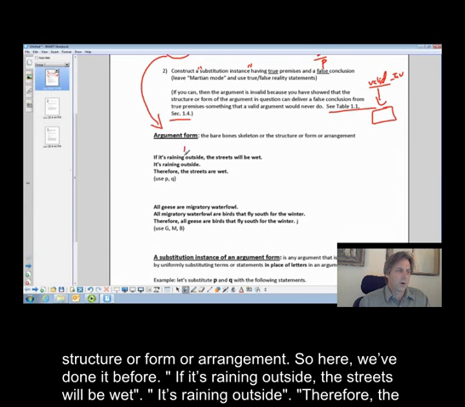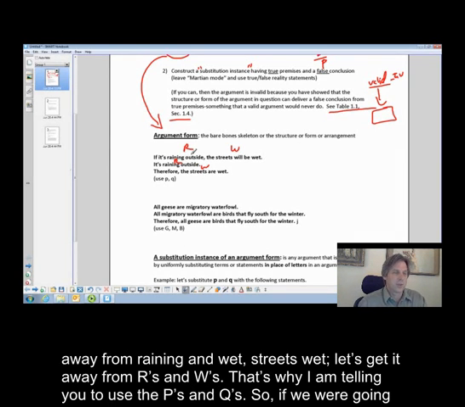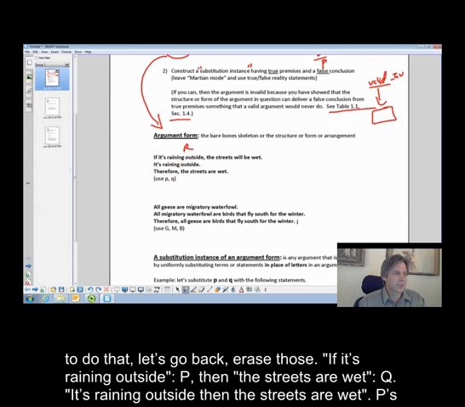So here, we've done it before. If it's raining outside, the streets will be wet. It's raining outside, therefore the streets are wet. I've done that, but for now, I want you to use P and Q because we want to get out the generic form. Let's get it away from raining and streets wet, away from R's and W's. That's why I'm telling you to use the P's and Q's. So if it's raining outside, P, then the streets are wet, Q. It's raining outside, P, therefore the streets are wet, Q.